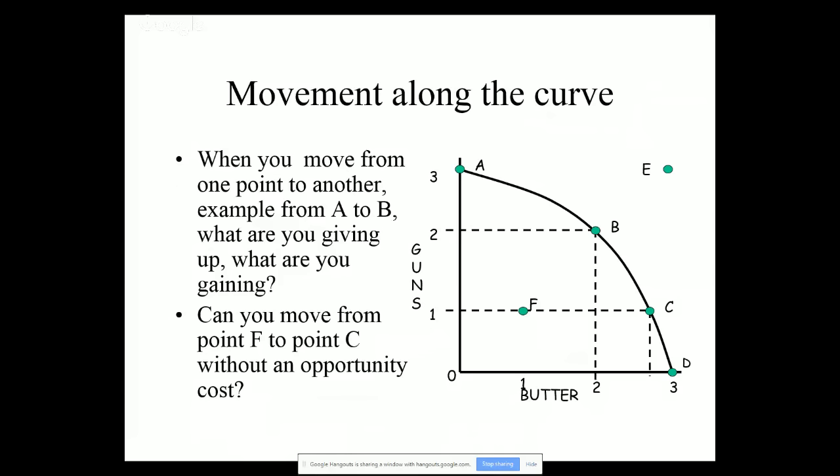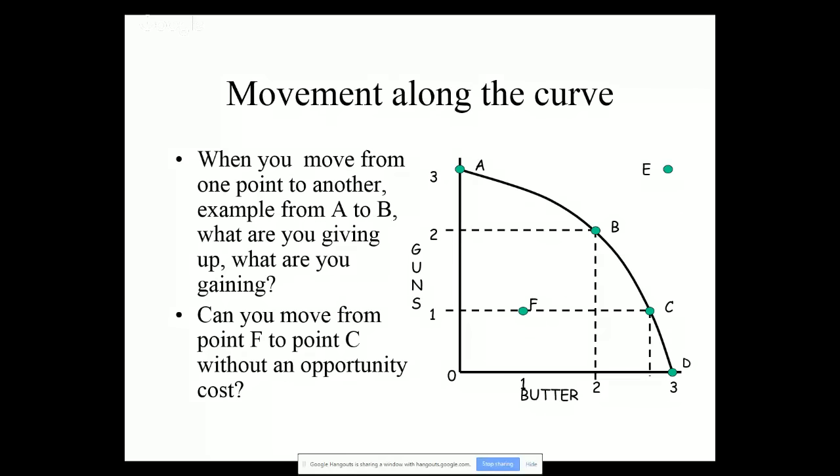Remember that point F is below the production possibility curve. So can we move from F to C without an opportunity cost? And the answer there is yes, we can. At point F, we have the resources available to produce at a point like C, but we are currently not using those resources. So we have the land, the labor, the capital to be able to produce more than 1 gun and 1 butter, but we are currently not using them.